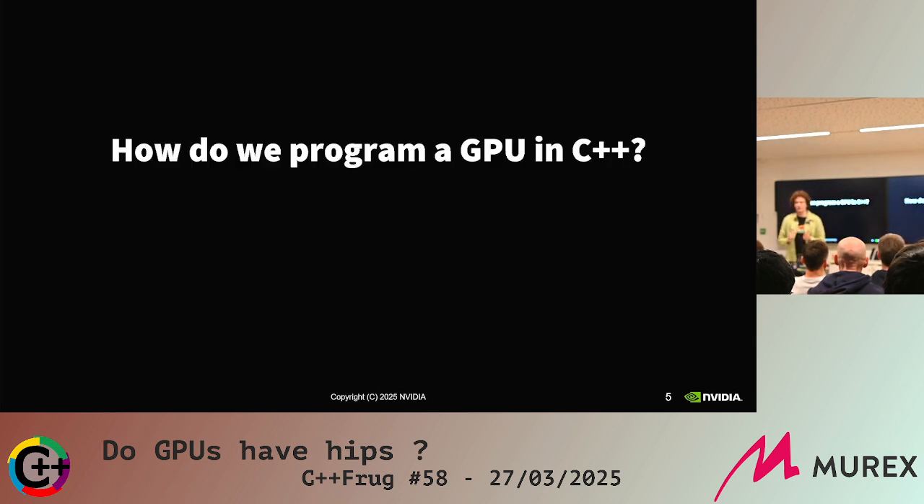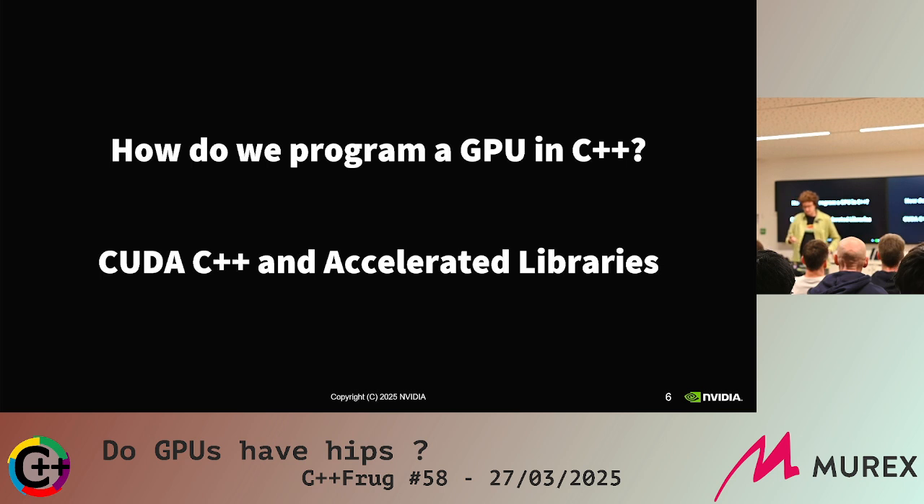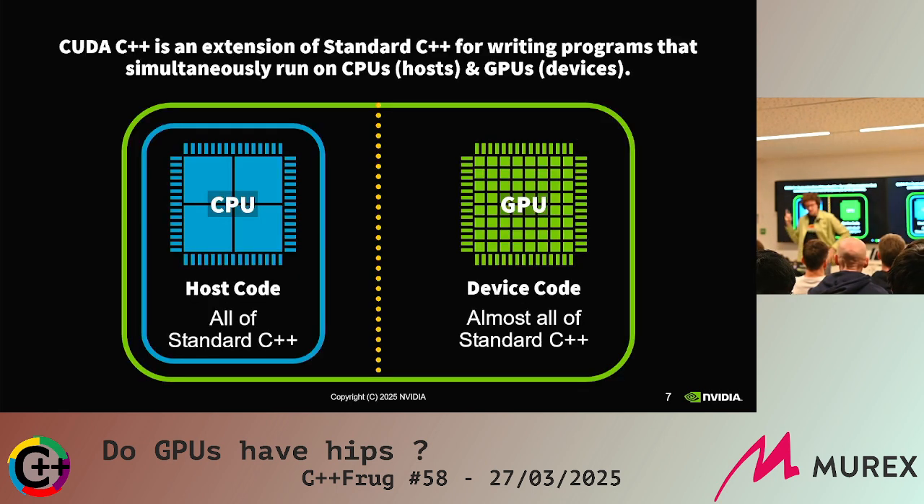So how do we program a GPU in C++? Well, we're going to use CUDA C++ and NVIDIA's accelerated libraries. So what exactly is CUDA C++? CUDA C++ is an extension of standard C++ for writing programs that simultaneously run on CPUs, which we call hosts, and GPUs, which we call devices. In host code, you just write regular C++. You can use all of standard C++ in your host code in isolation. And in device code, you can use most but not all of standard C++.